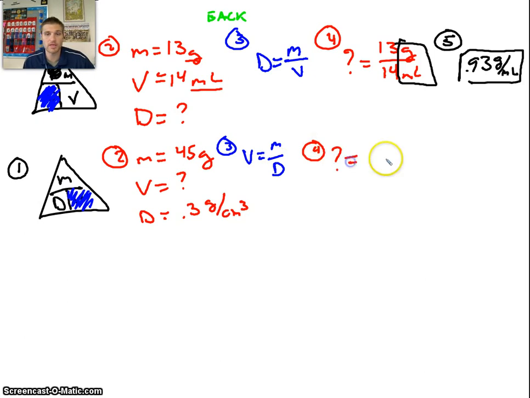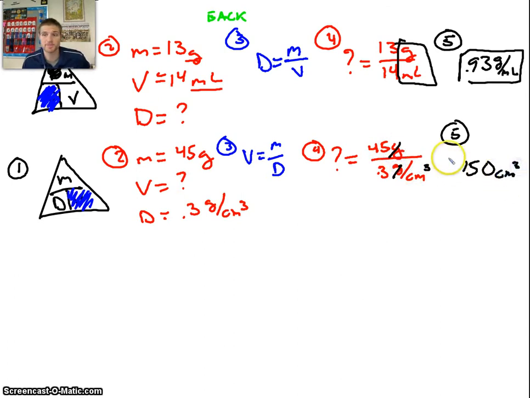So I know question mark equals my mass, which is 45 grams, divided by my density, which is 0.3 grams per cubic centimeter. And then my fifth step, plug it into my calculator to make sure I don't make any mistakes. 45 divided by 0.3 equals 150. Now, which label would I use? Well, this time I'm looking for volume. So these grams get crossed out, so I'm left with cubic centimeters. So there's my label.